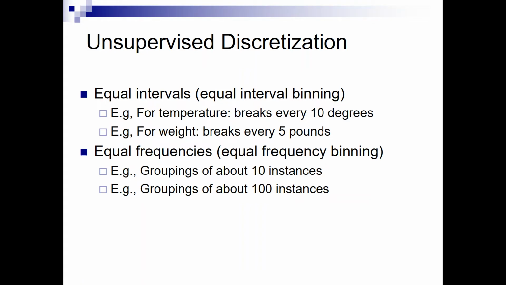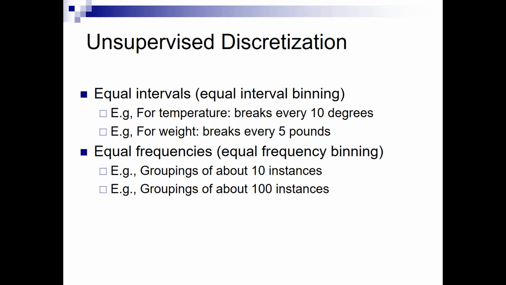One is called equal interval binning. There, you take your range and divide it into intervals that are the same size from the standpoint of how you're interpreting them. So for temperature, for example, if you put in a break every 10 degrees, that would be an example of equal interval binning. Or for weight, if you put in breaks every 5 pounds. But equal frequency binning is different. You decide where the breaks would be in such a way that you have about an equal number of instances within each subset that has a particular value.